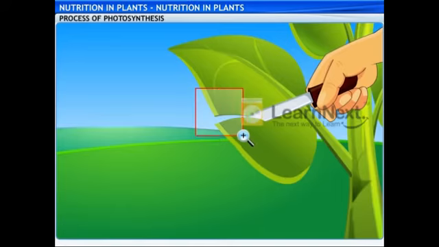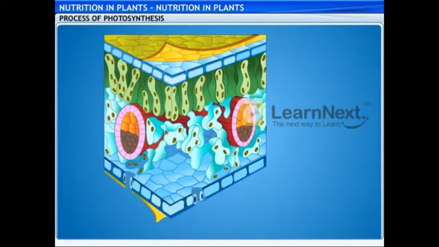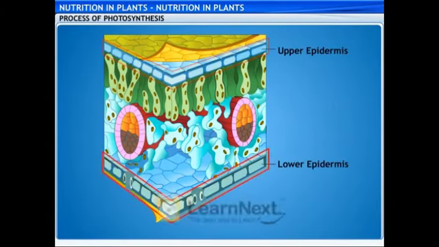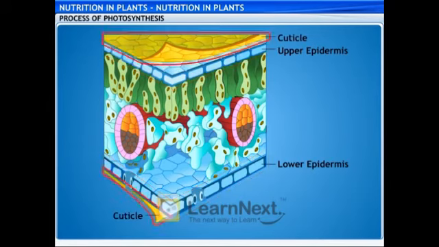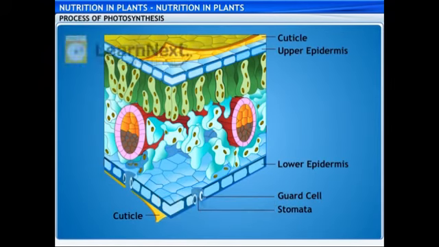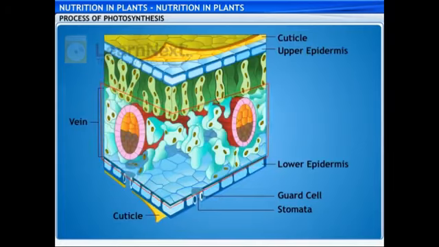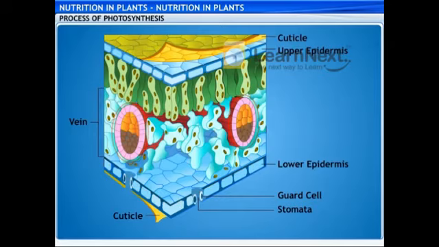If we take a section of the leaf, we see that it is a complex structure divided into a number of layers. The uppermost and lowermost layers are called the upper and lower epidermis. They are protected by a thin layer of cuticle. The lower epidermis has openings called stomata, surrounded by the guard cells. The stomata take in carbon dioxide from the air. The area above the lower epidermis is called the vein. It contains vessels that bring water and minerals to the leaf.